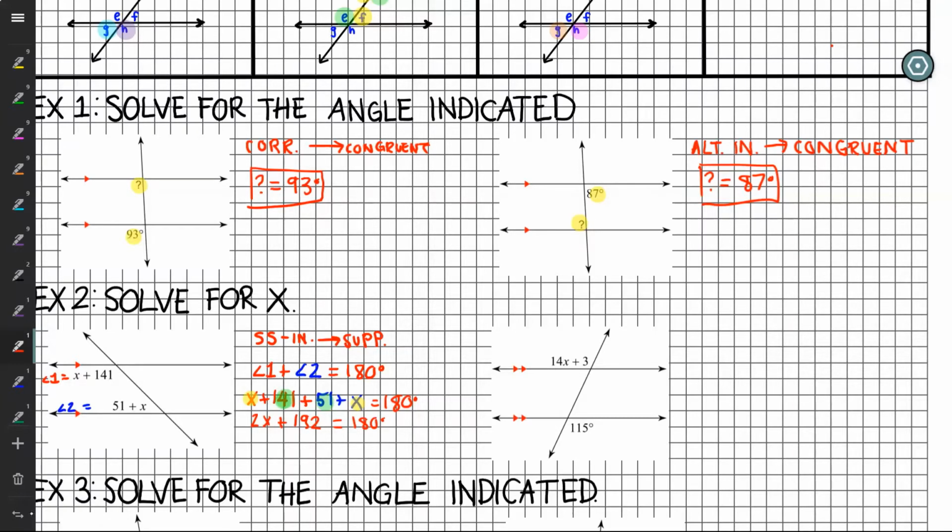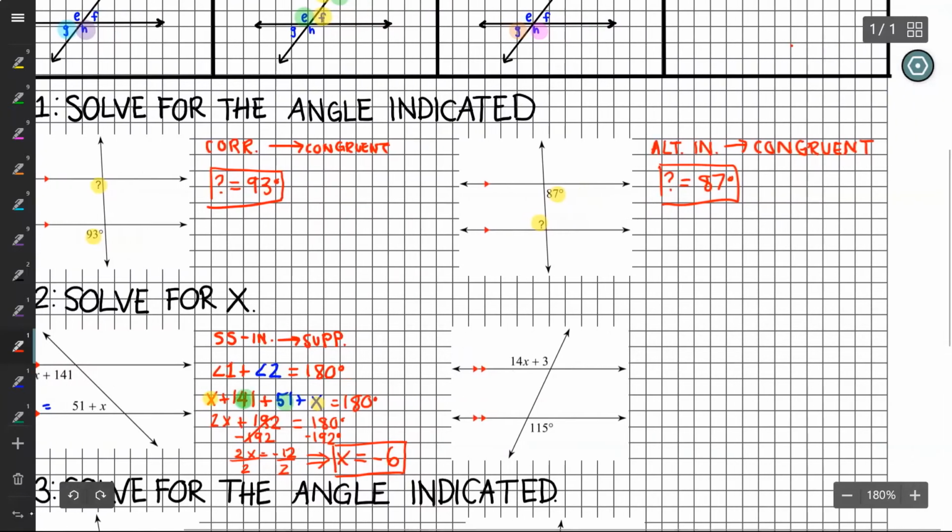So I'm going to subtract 192 from both sides. So I have 2x equals negative 12. Last step is to divide by 2. And I ran out of space, so I'm going to write it over here. 2x divided by 2 leaves me with x. Negative 12 divided by 2 is negative 6, and this is my answer. Alright, if you want to check your work, you can plug this number back into your x's, and when you add those two values together, you should get 180 degrees.